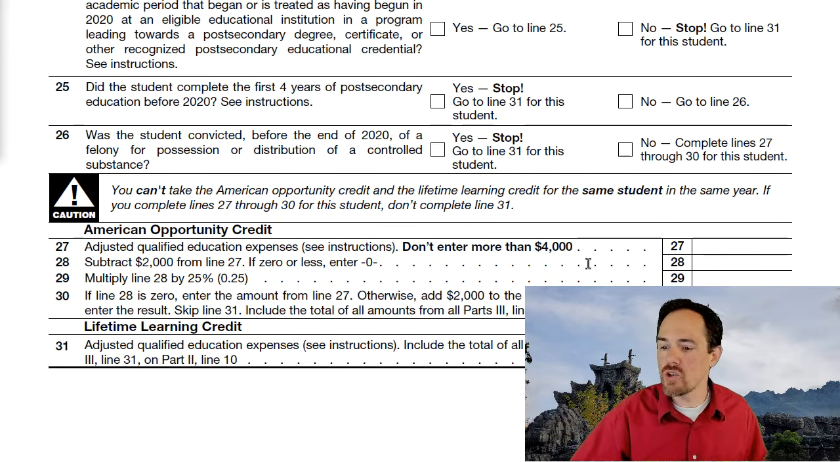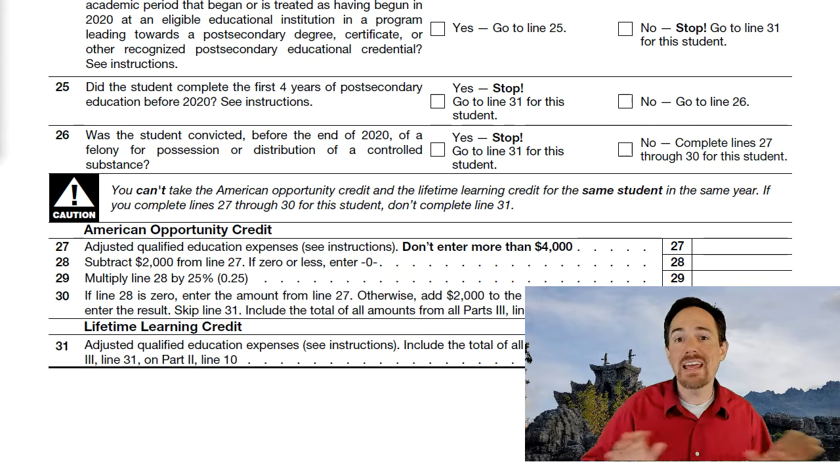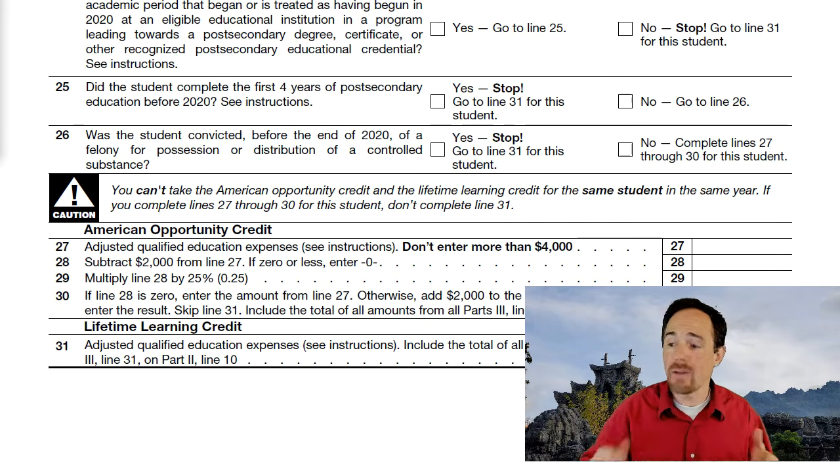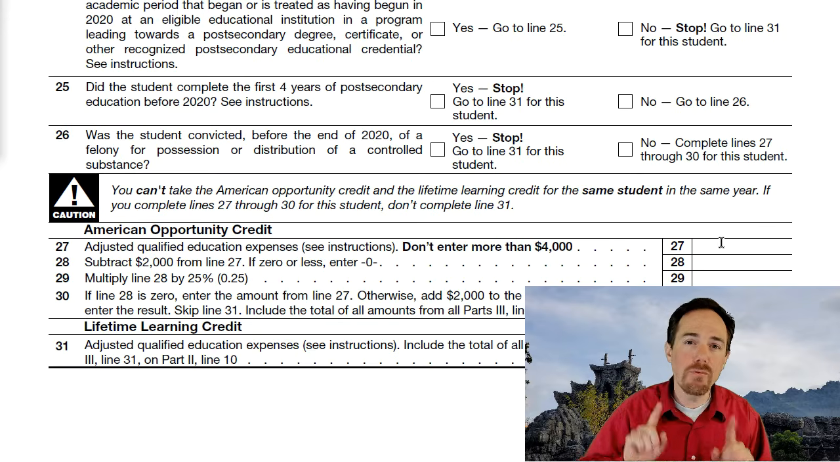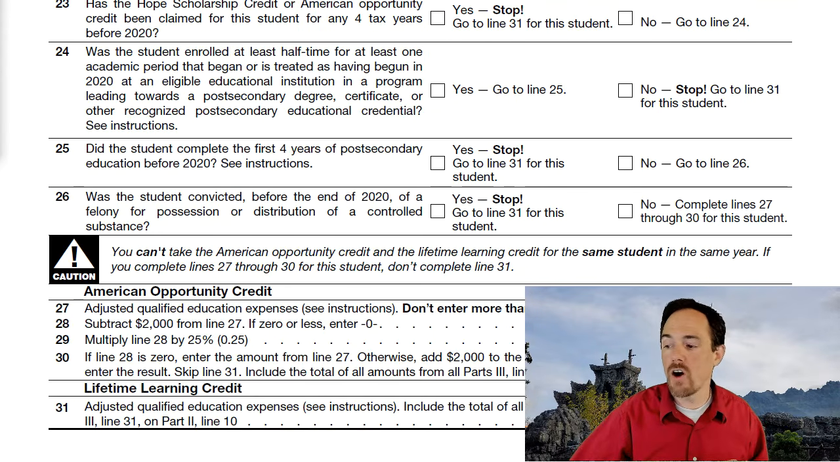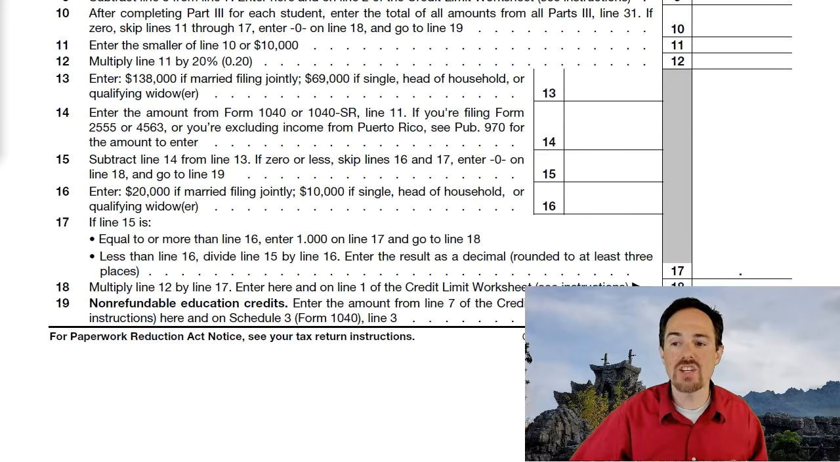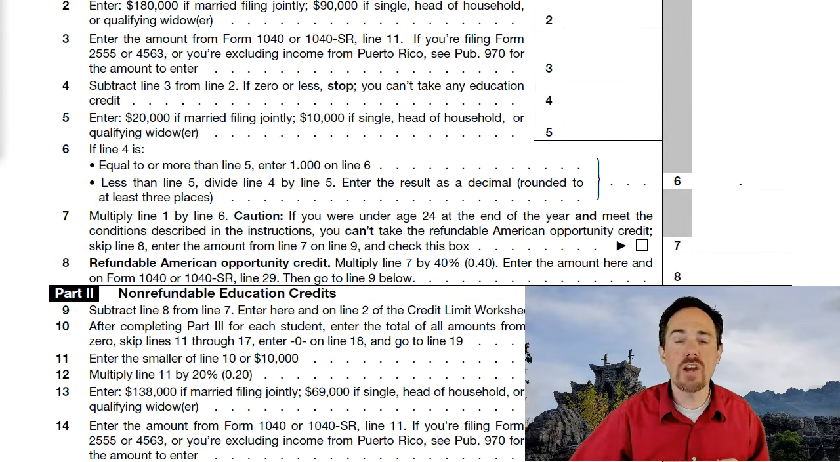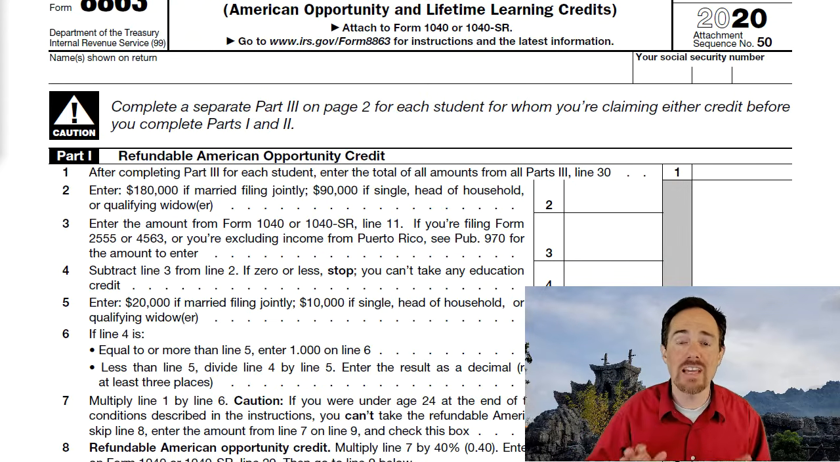At the bottom of this page 2, you'll fill out how much tuition and related expenses, books, and required supplies that you had during the year, up to $4,000. That's the maximum amount you can put on this line. And then you will claim the up to $2,500 American Opportunity Credit right here on line 30. It flows to the first page of this Form 8863, where you determine how much of that $2,500 you're actually allowed to get based on how much tax you owe to the government. If you owe tax, you can get up to $2,500 back. If you don't owe any tax, you can get up to $1,000 back.